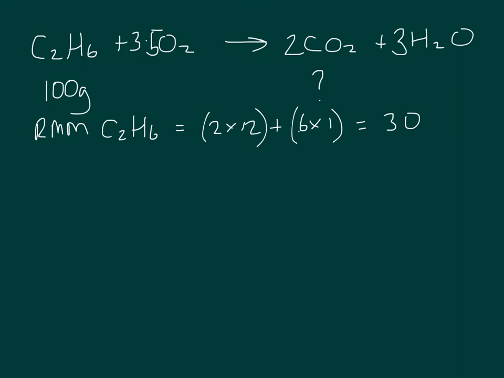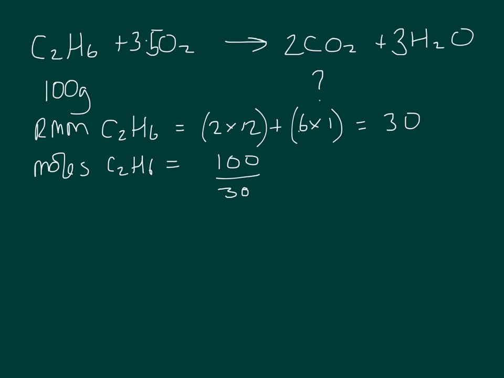So how much have I actually got to start with? Moles of C2H6 equals the mass, which is 100, divided by 30. So that's the number of moles of ethane that I have. Now, from my equation, I can see that there's no number in front of the ethane, but there is a number 2 in front of the carbon dioxide. That means that for every 1 mole of ethane that I burn, I make 2 moles of carbon dioxide.